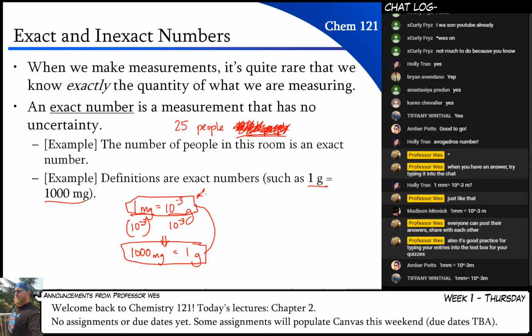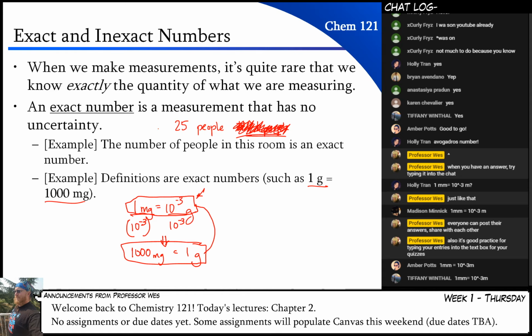Okay? The important part here, though, is that we chose these quantities to be related to each other. We didn't actually go out and measure 1,000 milligrams and then say, okay, that's a gram. We just said, okay, I'm going to make it so that 1,000 of these is one of these. End of story. We're defining it. These types of measurements are exact quantities, and these are the only exact quantities.